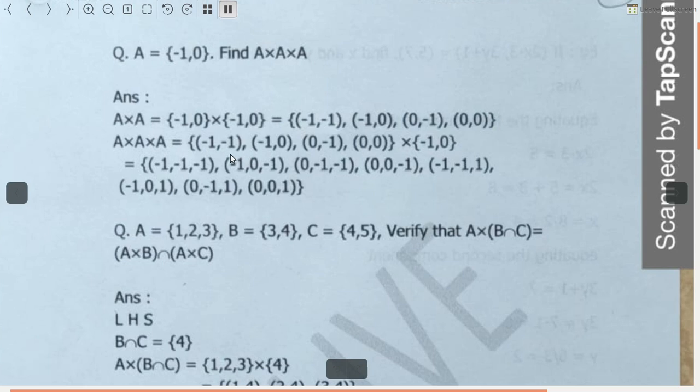Yes, this answer is wrong, because A cross A up to this is correct. A cross A, then cross A. This (-1, -1, -1) is okay. Then (-1, -1, 0), that is not seen here. So this answer is wrong. Let us explain its correct answer.